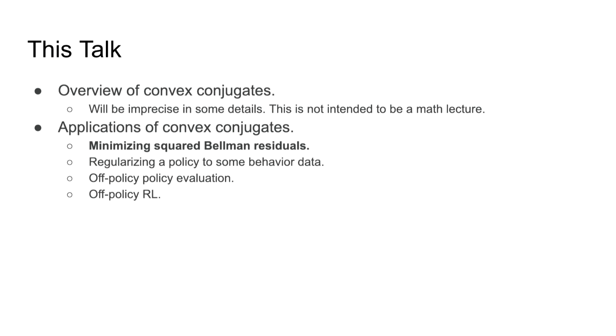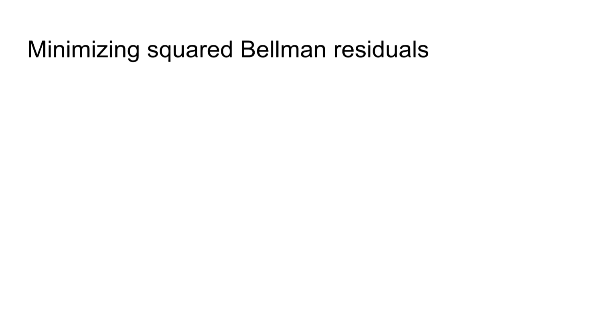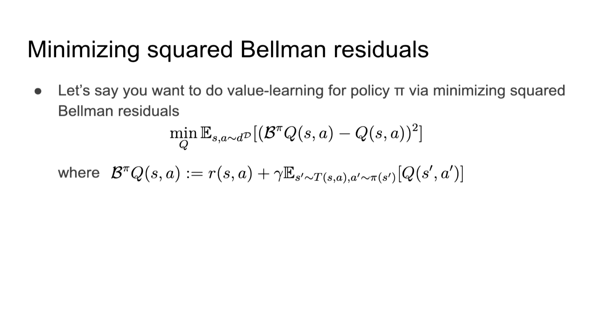OK, so the first application is this idea of minimizing square Bellman residuals. So if you remember, we have this learning objective we want to solve, where we want to minimize square Bellman residuals. And the issue is that there's an expectation. The Bellman operator is inside the square, which is an expectation.